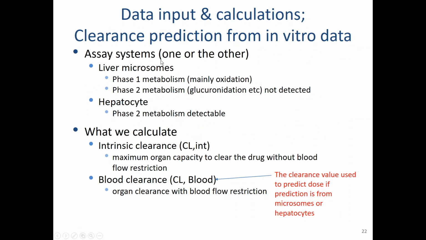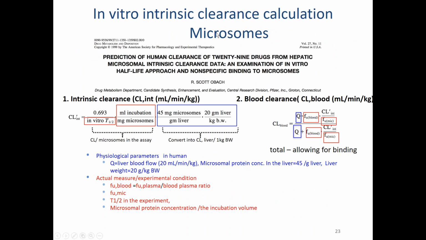So we've touched on the idea that the assay systems are liver microsomes or hepatocytes, and what we calculate is the intrinsic clearance and also the blood clearance. This is the one that's most closely aligned with the total clearance used in the calculation that the PK tool uses. Going from microsomal data to the clearance blood that the PK tool uses, this Scott Obach paper is used. The calculations in there are used.